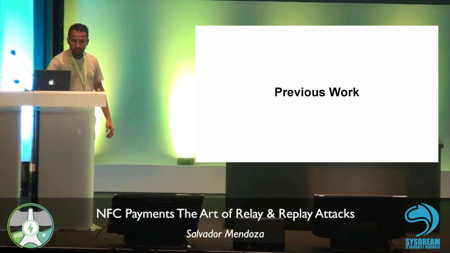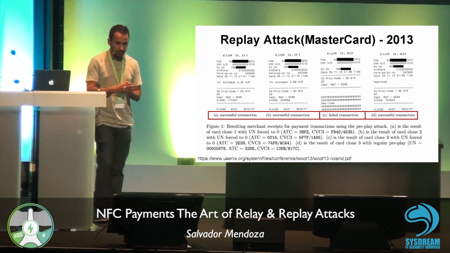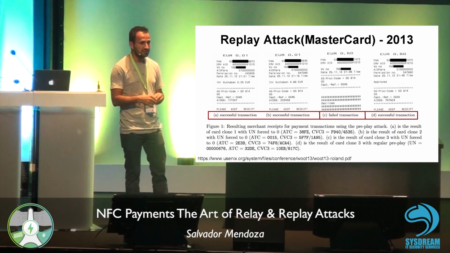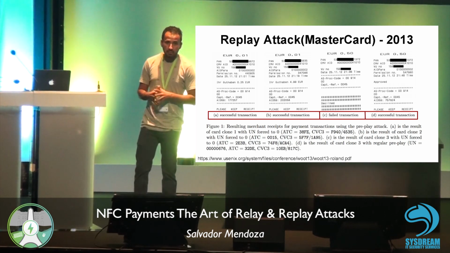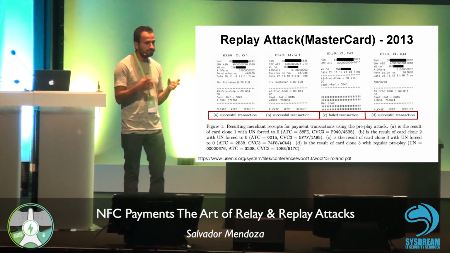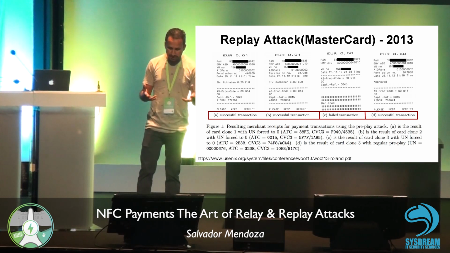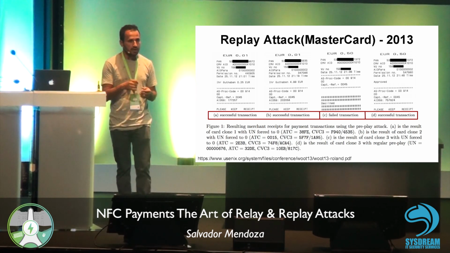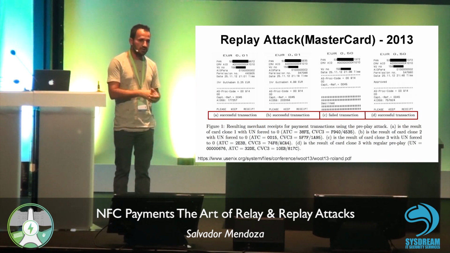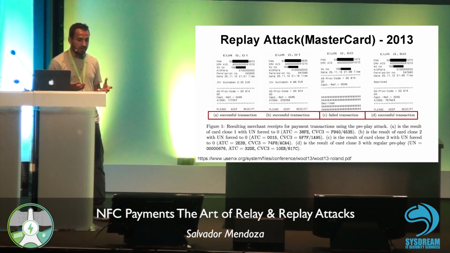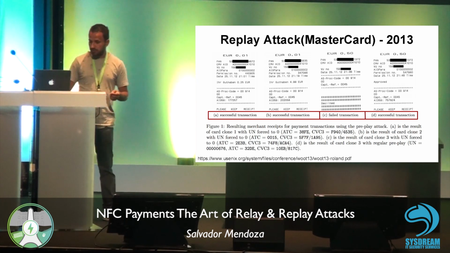A little bit about the previous work. Let's talk a little bit about Michael Roland. He presented a replay attack on MasterCard in 2013. Basically, what he showed was that he was able to, not to guess, but to brute force the CVC3, implementing the unpredictable number, putting in 0. So he was able to do that in that way. For 4 transactions, 3 of them were successful, which is pretty cool.